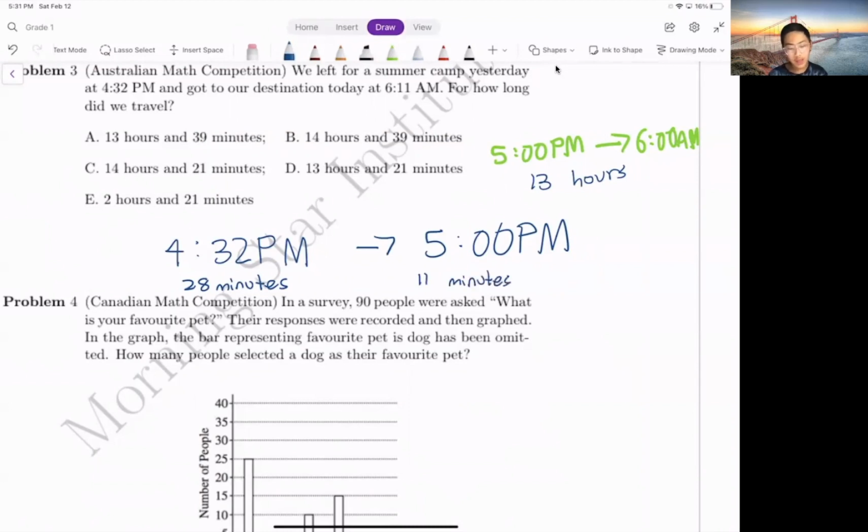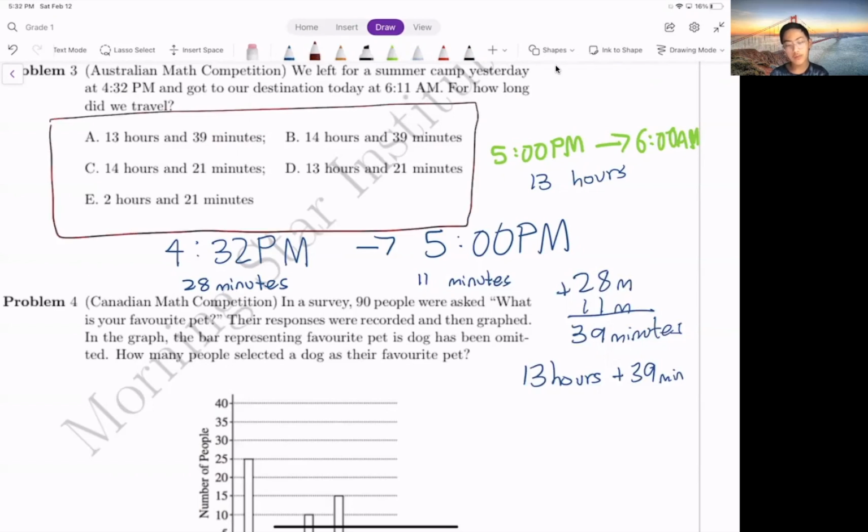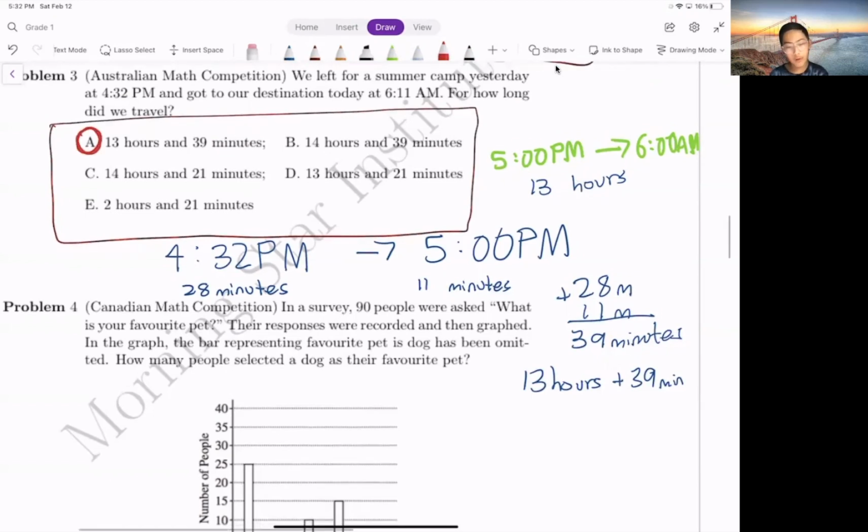So we add the 28 minutes and the 11 minutes from before into the 13 hours. So 28 minutes plus 11 minutes gives us 39 minutes to add to 13. So in total, they traveled 13 hours and 39 minutes. And let's see which one of the following letters represents that. As we can see, A is exactly the same as we had just solved. So the answer for problem 3 should be A, or in other words, 13 hours and 39 minutes.